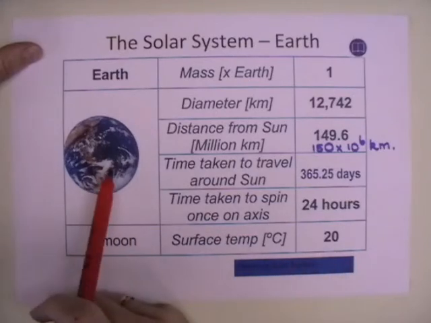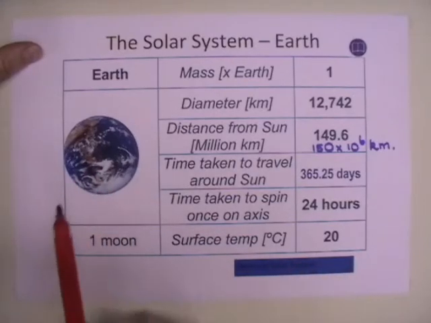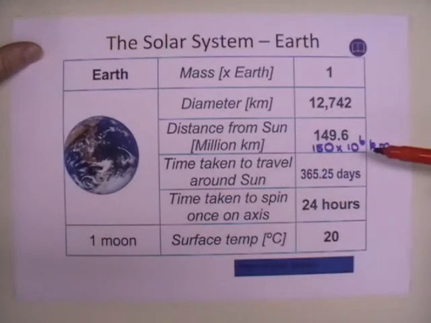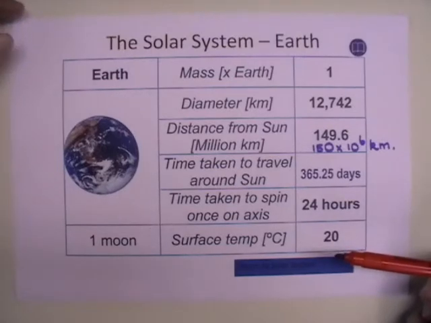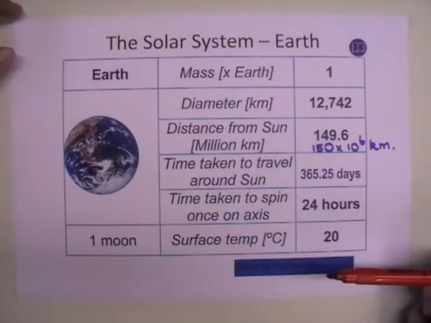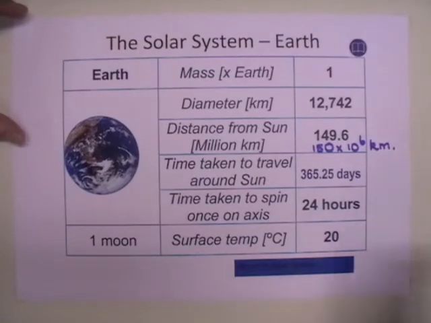Now the Earth is a very special planet because it is exactly the right distance, this 150 million kilometres, and the right temperature to sustain life. So we know that, or we have a fair idea that the Earth is the only planet in our solar system which actually has life on it.